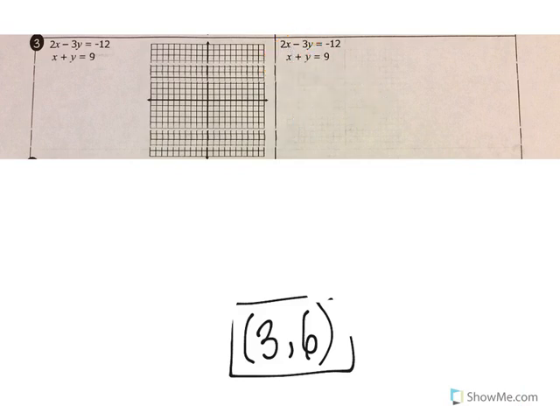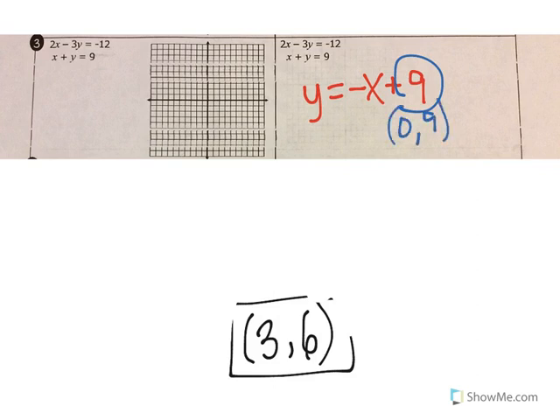That first one looks a little hairy, but it won't be too bad. The second one we actually already did, and we said that y was equal to negative x plus 9. So I could easily graph that by plotting my y-intercept at (0, 9), putting a 1 in front of that x, putting it over 1, and having that rise be negative 1 and the run be positive 1.